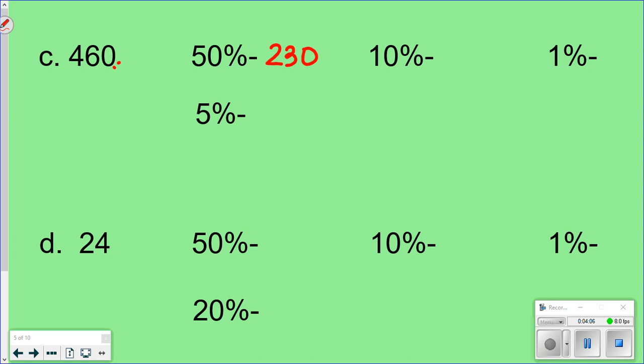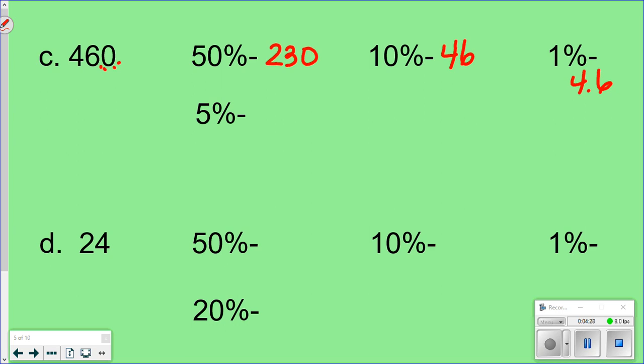10%, 1 space, would be 46. And 1% would be 2 spaces, so 4.6. Now, how to find 5%? You can find 5% from what we just found. There's no rule for 5%, but you can use 10% to find what 5% would be. So to find 5%, you have to find 10% first.